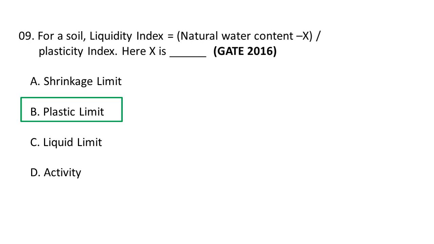So the plastic limit is the water content at which a fine grained soil can no longer be remolded without cracking. So B, plastic limit, is the correct option.